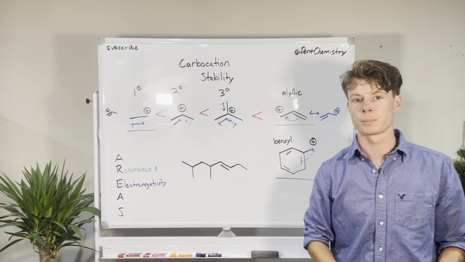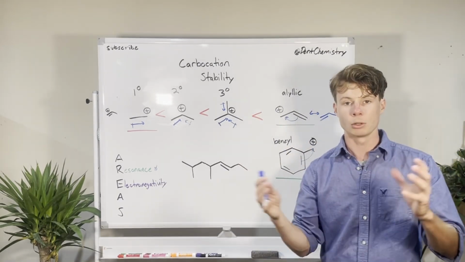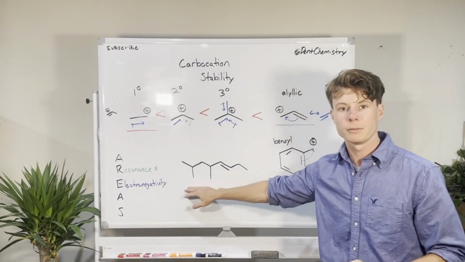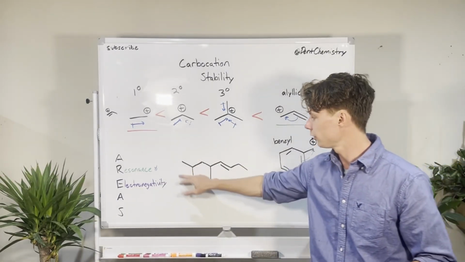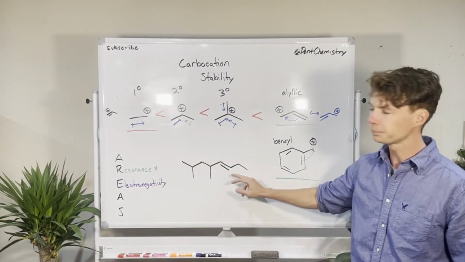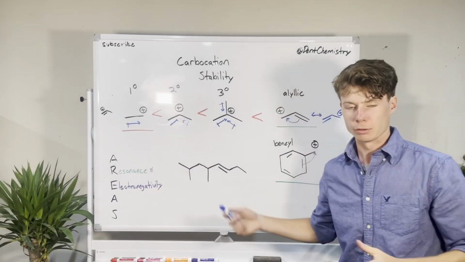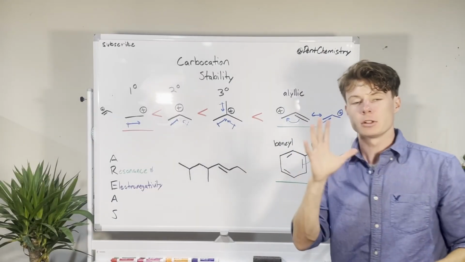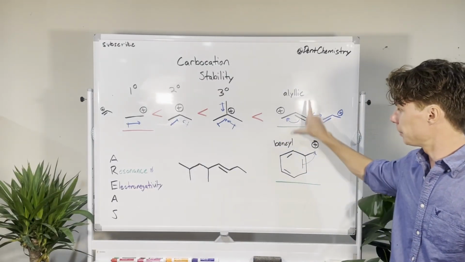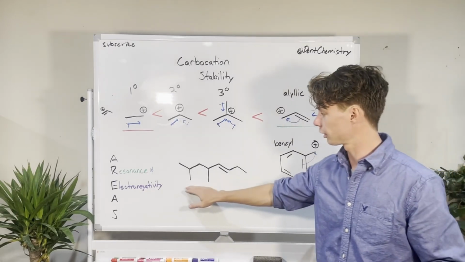Another thing you should know, these factors, resonance and induction, can compound. They can work together. I've tried to give you a good example of that down here. So try your best and identify the most stable carbocation in this compound using this chart up here. Okay, so you've looked at this compound here. You should first prioritize, how can I get most stable? So first I need to be looking for, are there any allylic or benzylic positions here on this compound?